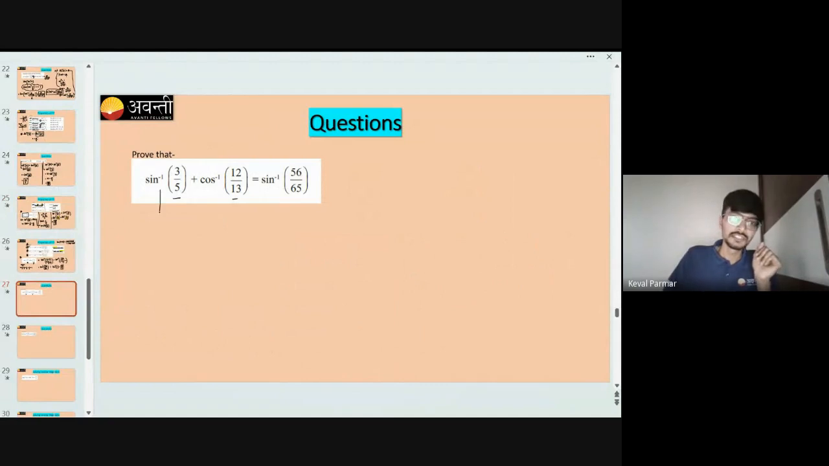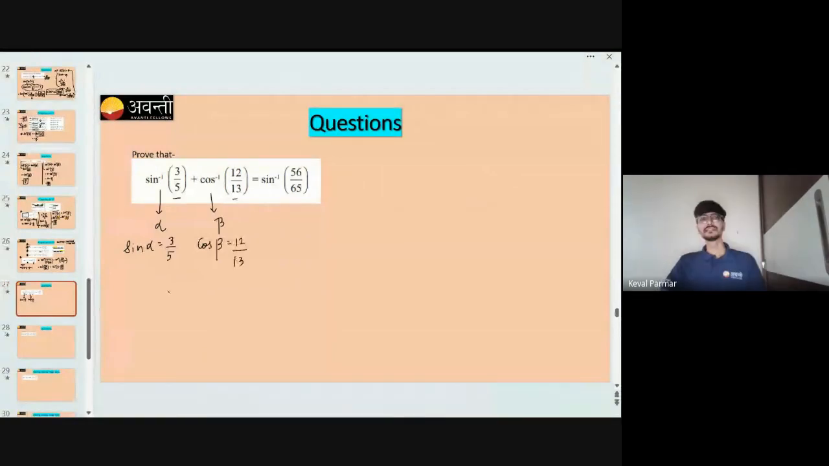We will first convert sine inverse and cos inverse into tan inverse. Here we have to convert sine inverse to tan inverse and cos inverse into tan inverse, meaning we have to use the triangle method. So if I take sine inverse of 3 by 5 as alpha, then I can write sine alpha is 3 by 5, and cos beta is 12 on 13. I hope this is clear.